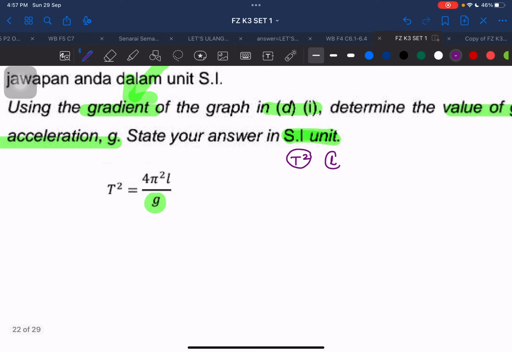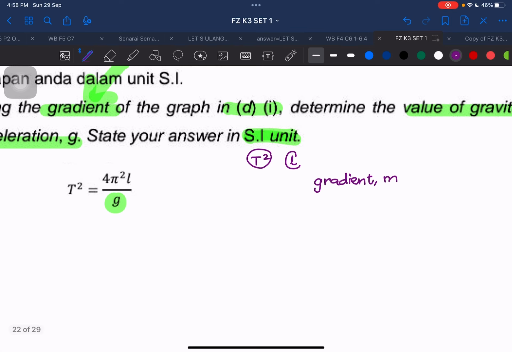Gradient, I just use the symbol M to make it easier. You can also add in a symbol like that. Okay, gradient M is equal to the vertical axis, your vertical axis is actually T square, changes of the vertical axis divided by changes in the horizontal axis. Your horizontal axis is L. Okay, that is your gradient.